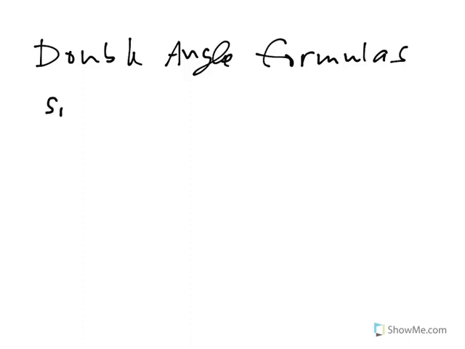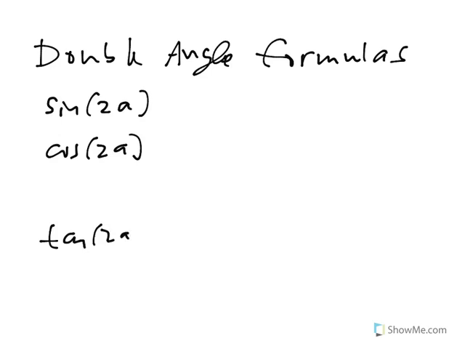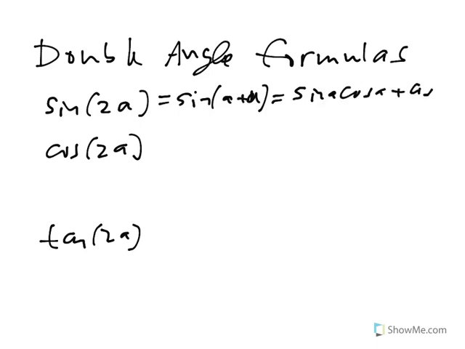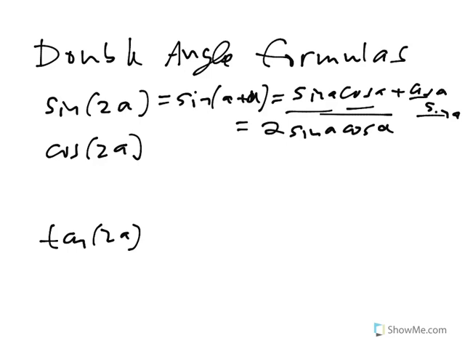The main double angle formulas are the formulas for sine 2a, cosine 2a, and tangent 2a. They can be derived easily from the sine a plus b formula, but you just call it sine a plus a. So this becomes sine a cosine a plus cosine a sine a. Because these are equivalent to each other, it becomes 2 sine a cosine a. That's our sine 2a formula.